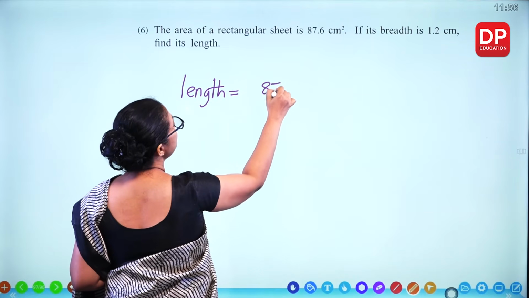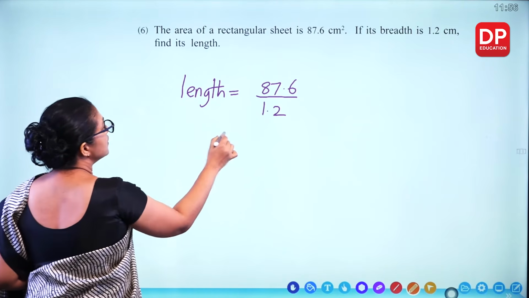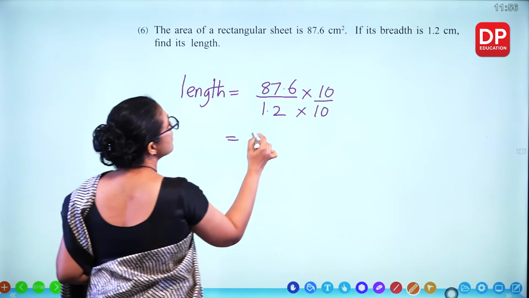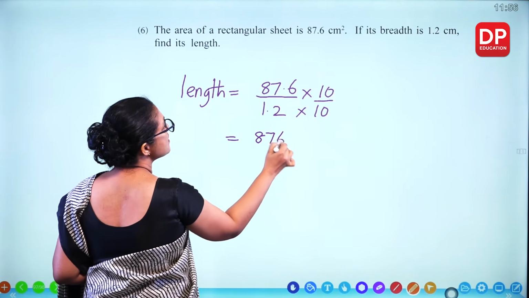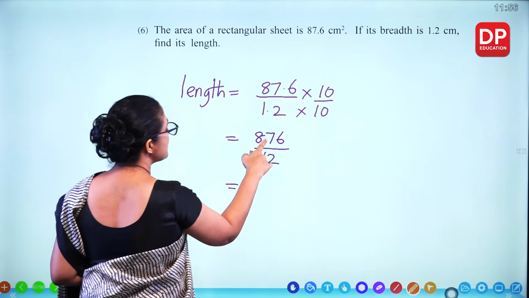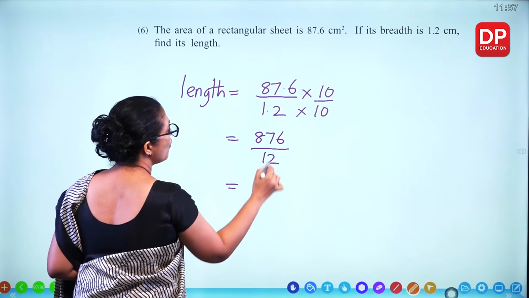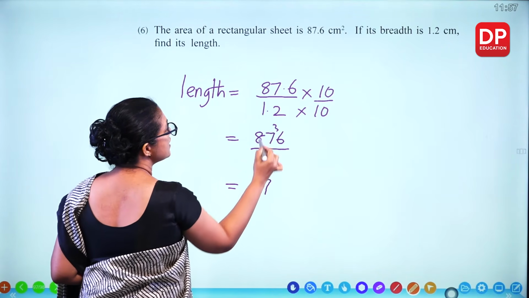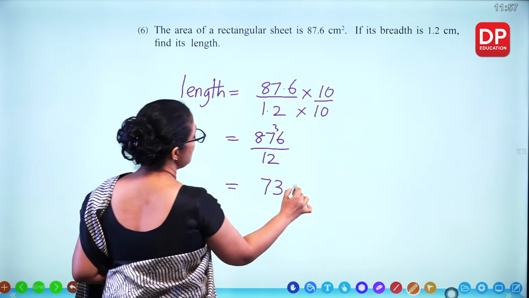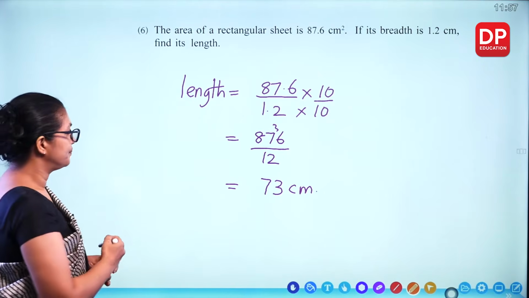Area divide by the breadth. So multiply by 10. You get 876 divided by 12. 12 times 7, 84. So 84, so you get 36, that's 3. So 73 centimeters is the length of this rectangle.